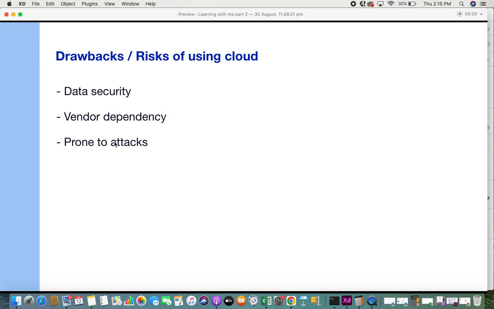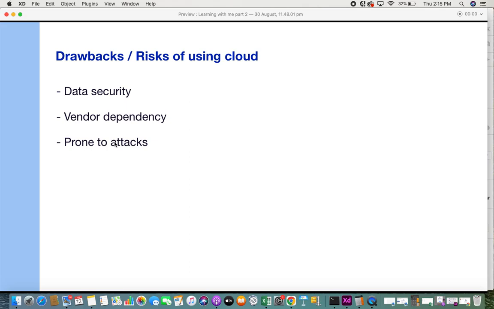And the third one is that it's prone to attack. As I said, when a lot of data gets stored onto the cloud, there is a chance of the cloud being prone to malicious attacks for all that data. So these could be some of the risks. Now I'm not saying that only the cloud has these drawbacks, because even with an on-premise setup, the same risks and threats are applicable. So what I'm saying is it could be applicable even for the cloud.